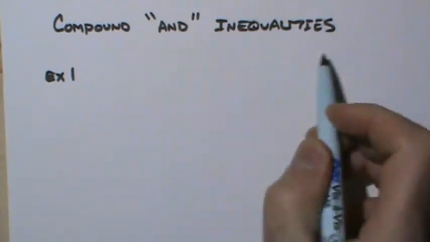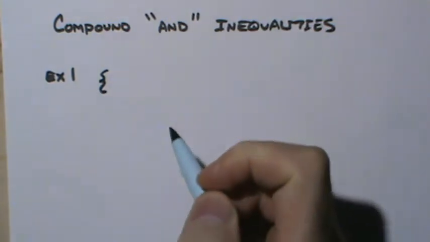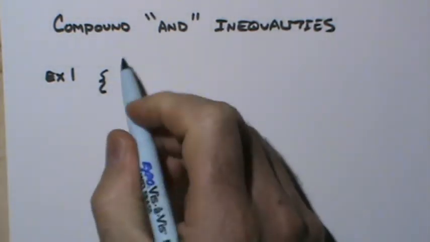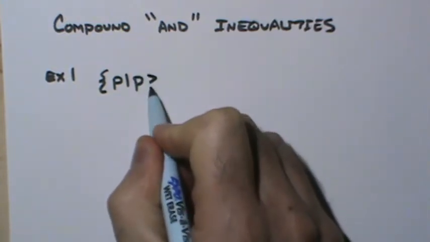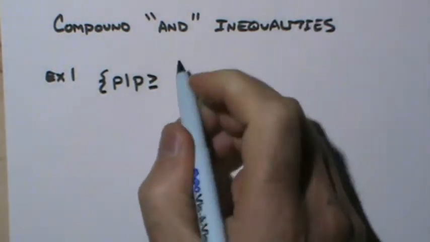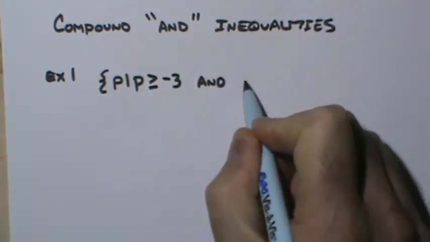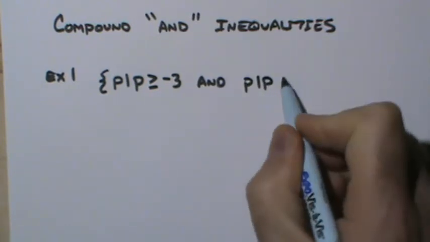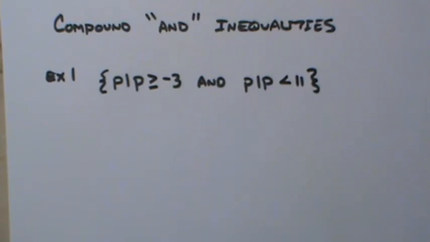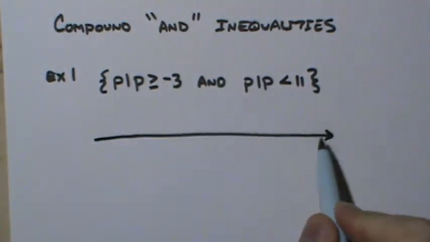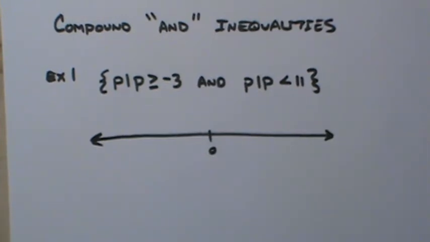Again, I had to solve two inequalities at some point in time, and I get down to my set builder notation, my solution sets. Maybe I have the set p such that p is greater than or equal to -3, and the set p such that p is less than 11. I'll draw my number line, and you'll see the difference on how I come up with my solution here.